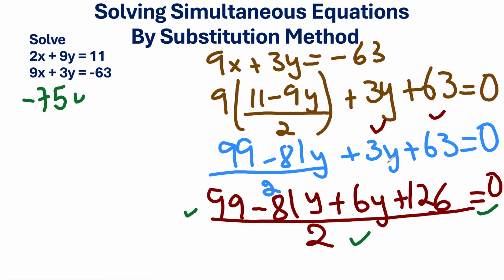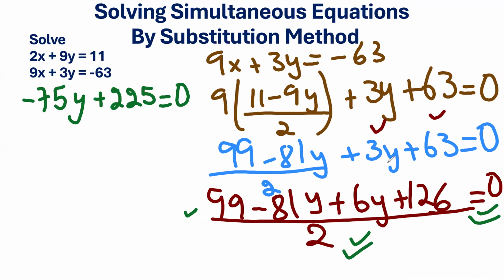Why? Now you have to add 126 and 99. So 126 plus 99 will give you 225 plus 225 is equal to 0. Because 2 is multiplied with 0, this 2 is multiplied with 0, so you're getting 0 on the right-hand side.